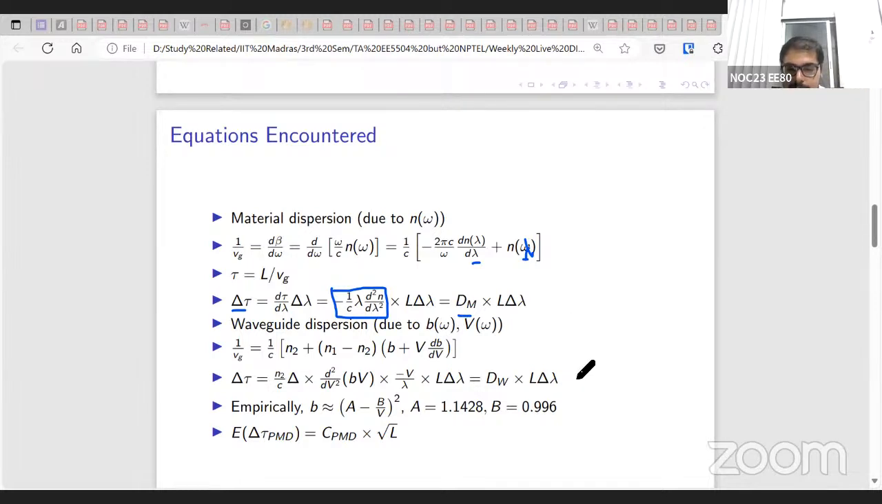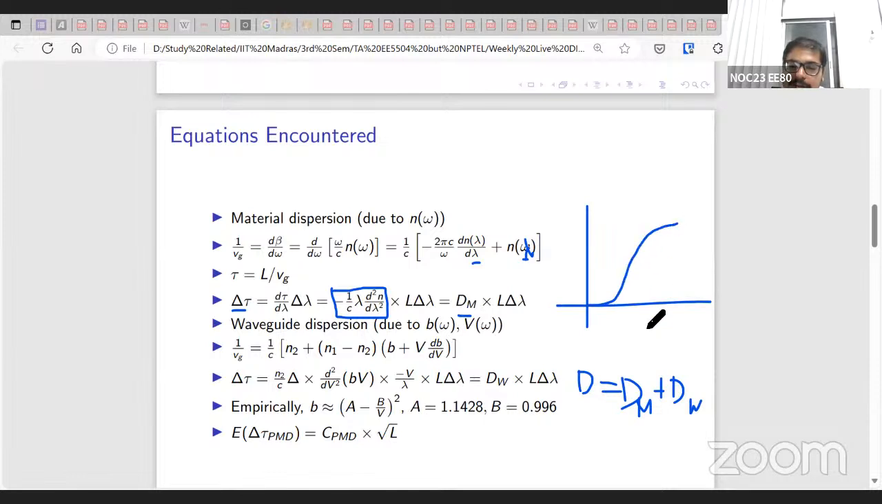Anyway, the total dispersion will be the sum of material and waveguide dispersion. And in this BV curve, we saw the shape: for single mode, it will start like this at 2.4. The second mode will show some kind of curve like this.